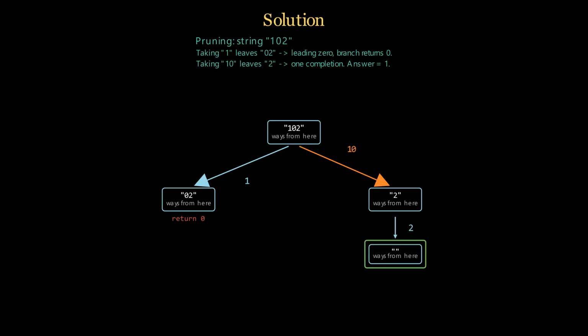Quick example: 102. If you peel a single 1, the rest begins with 02, which is invalid as a fresh letter code, so that branch contributes 0. If you peel 10 as one letter, you are left with 2, which finishes in one way. So the total is 1.